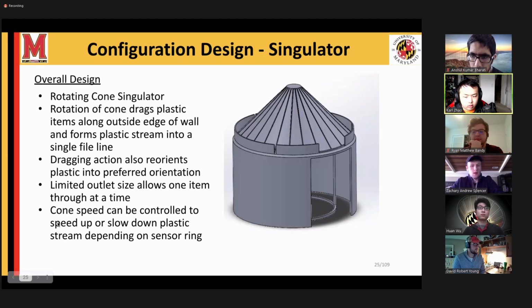The next part in the chain is the singulator. The purpose of the singulator is to separate an incoming batch of plastic into a stream and only allow one item through from the stream at a time. It also reorients the plastic to most easily pass through the sensor ring. The singulator speed can be controlled by input from the sensor ring.